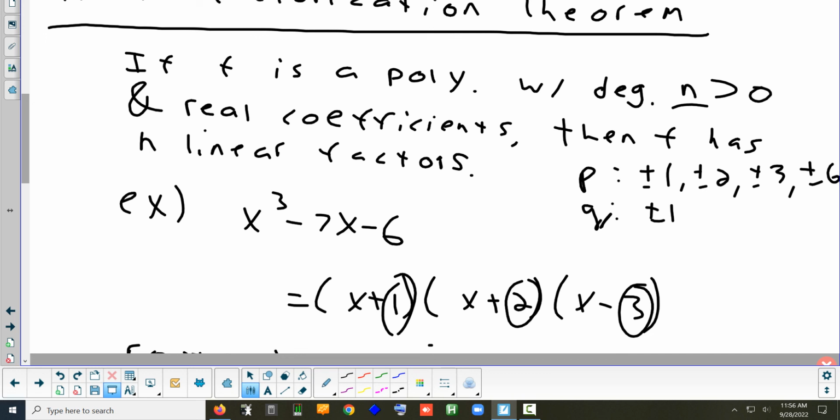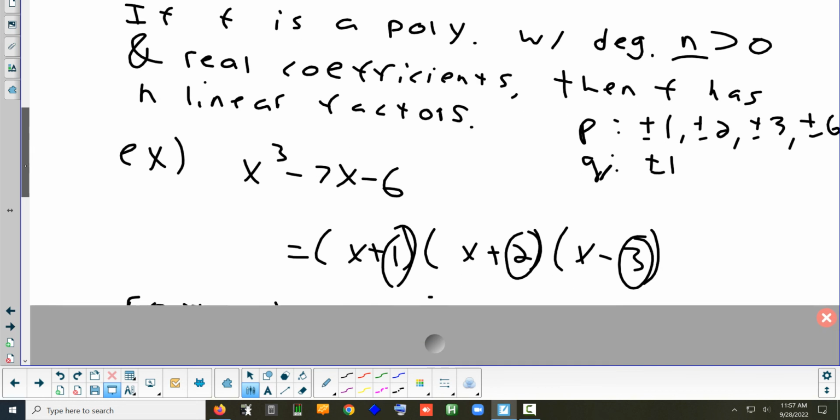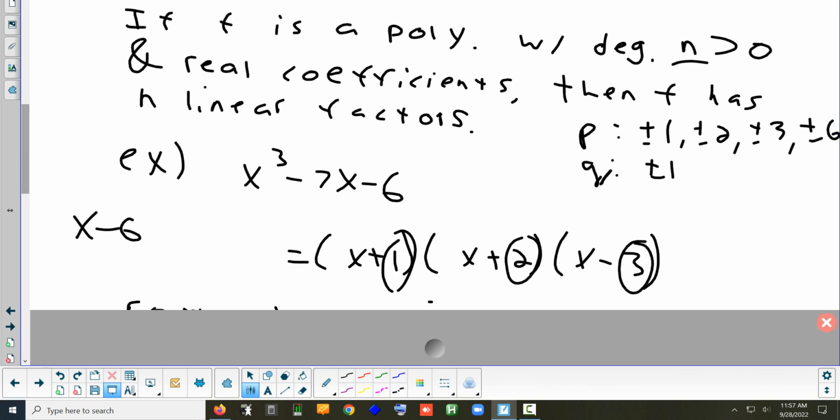Find one rational root, divide through by it synthetically, take your quotient, which will now be a quadratic, and factor. Doesn't matter if there's more than one rational root, which this one has 3, doesn't matter which one you divide through synthetically by. Pick any one you want. If you divide through by, well, that won't work because x minus 6 is not a factor in this case. You'd get a non-zero remainder. So yeah, you couldn't use this. The 6 doesn't work, but -1, -2, and +3 will work, and those are all your p-values.